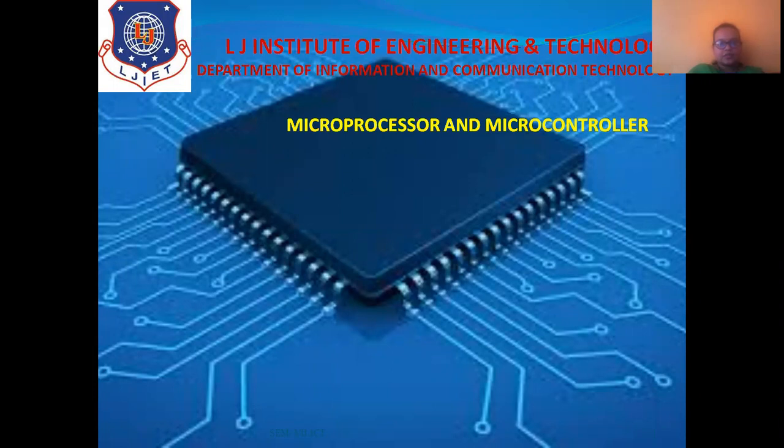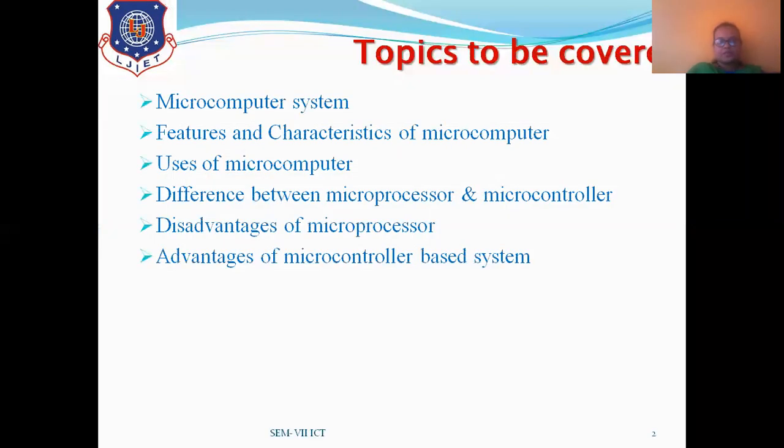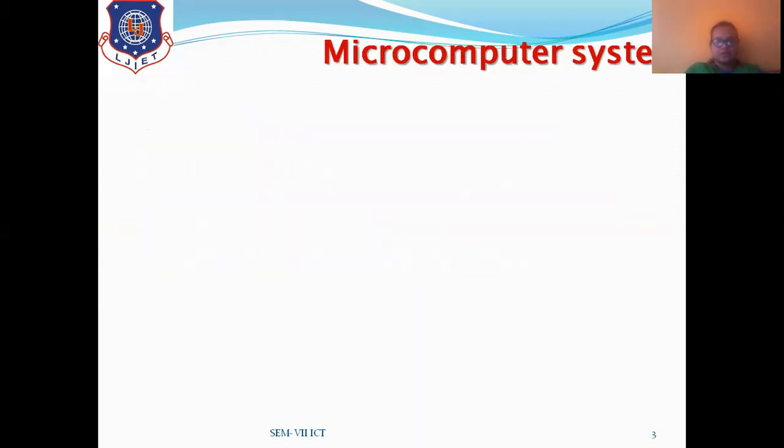In the last session we started the lecture series on microprocessor and microcontroller. Today's session 2 is based on microcomputer system. The topics covered in today's session will be: microcomputer system, features and characteristics of microcomputer, uses of microcomputer, difference between microprocessor and microcontroller, disadvantages of microprocessor based system, and advantages of microcontroller based system.